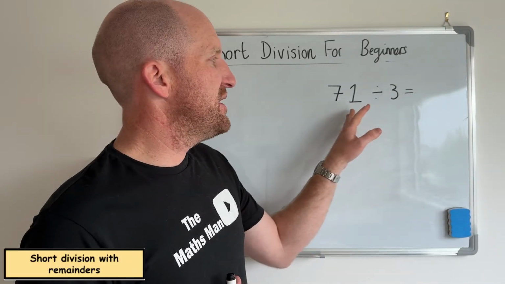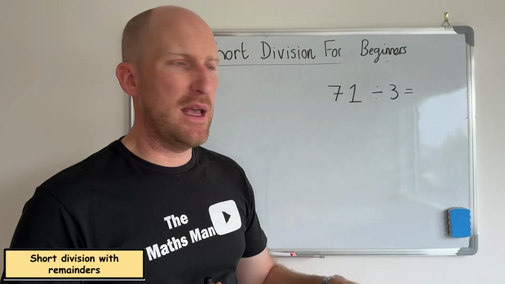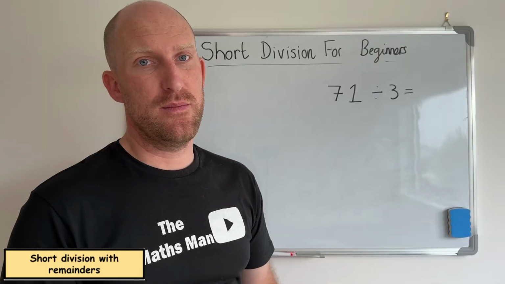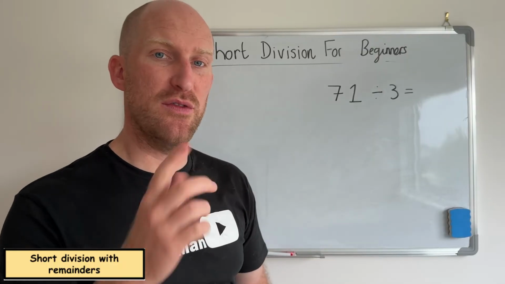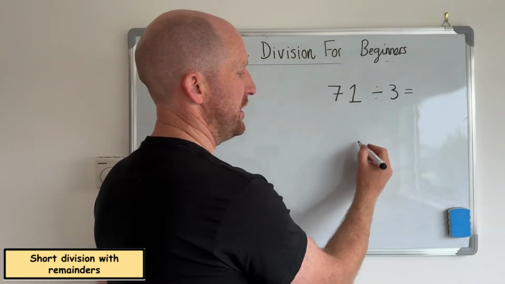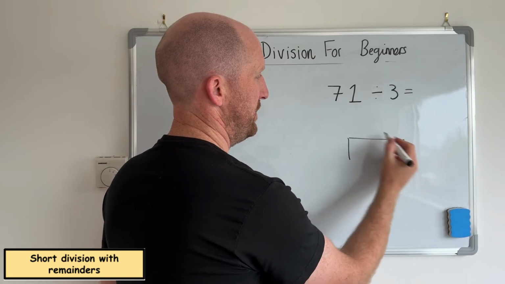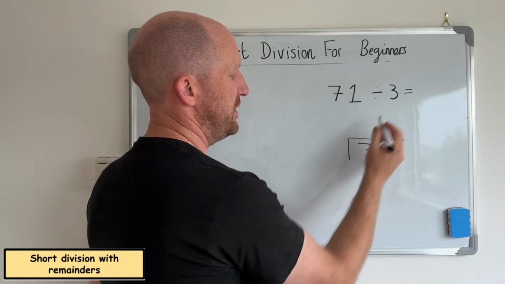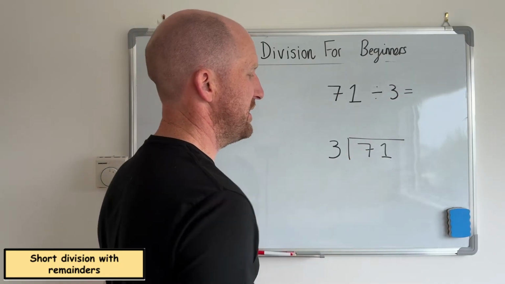Next example, we have 71 divided by 3. Now in this example, we're going to end up with a remainder or a leftover. Okay, and I'm going to show you what to do if that happens. So again, I'm going to start with my bus stop. The biggest number goes underneath the bus stop. The dividing number goes outside.